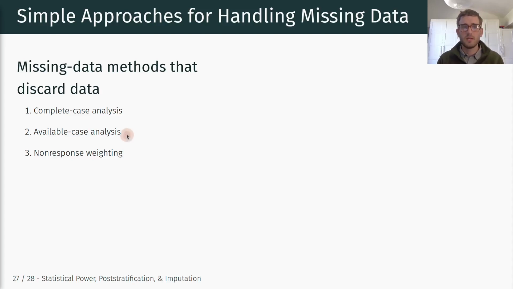Another alternative is available case analysis. If we have a larger set of predictors, for example, we look at different subsets of a problem, using different predictors in subsets of the analysis in order to be able to use all available values for each individual variable, in order to minimize the number of observations that have to be removed, right?